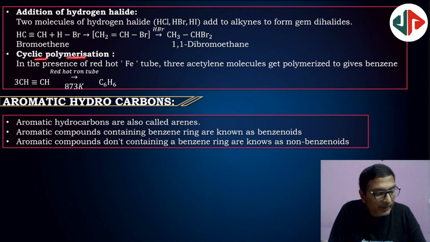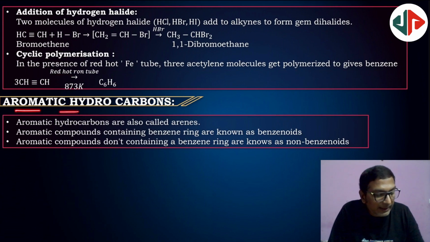Next, cyclic polymerization. In the presence of a red hot iron tube or copper tube, 3 moles of acetylene undergo cyclic polymerization to form benzene. Best method to prepare benzene.